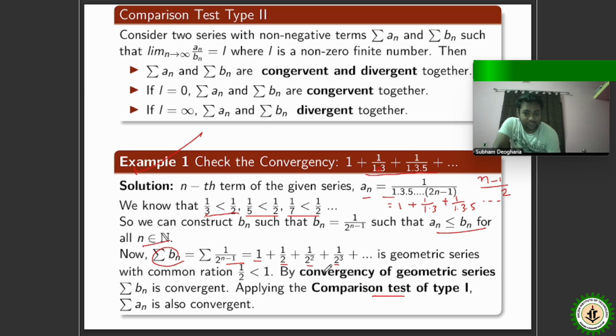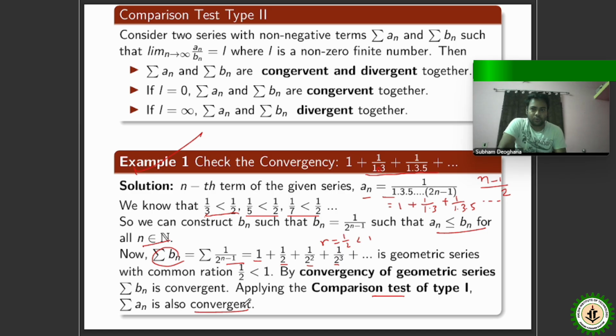So this is actually a geometric series with common ratio r equal to 1/2, which is less than 1. If the common ratio is less than 1 for a geometric series, it is a convergent series. And that's why, from the comparison test, A is also a convergent series.